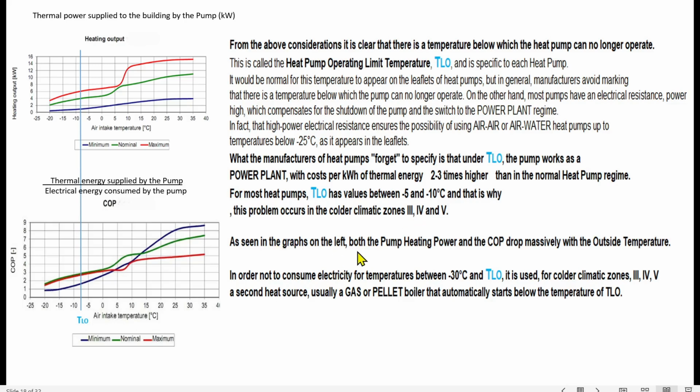As seen in the graph on the left, both the pump heating power and the COP drop massively with the outside temperature.